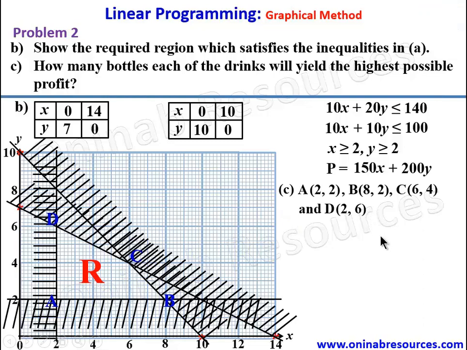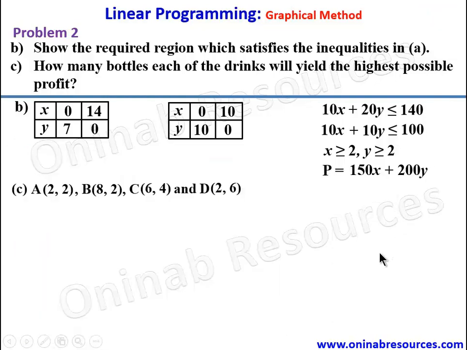Then we are to find the number of bottles of each of the drinks that will yield the highest possible profit. So we are going to be substituting all these into the objective function. First, we start with A. We find P of A. That's 150 into 2 plus 200 into 2, which is 300 plus 400, giving 700.